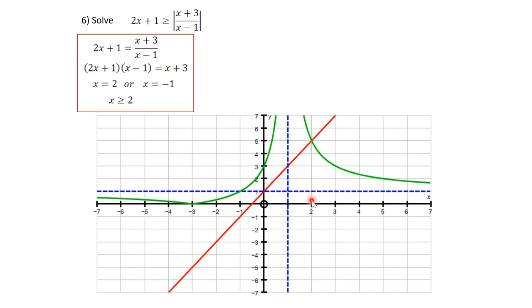x equals 2. So remember I asked you where is this graph greater than or equal to that graph, and so my answer is x greater than or equal to 2. Don't leave it at that. Just always read the question. These can be worth up to 8 marks, something like that.